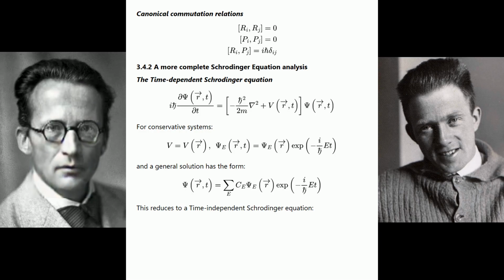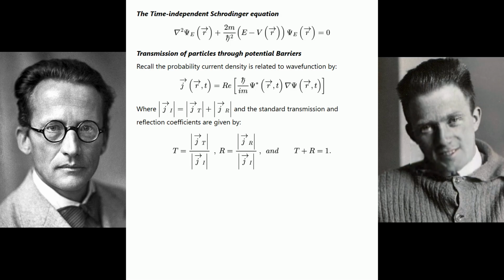3.4.2a More complete Schrödinger equation analysis. The time-dependent Schrödinger equation. See the equation. For conservative systems. See the equation. And a general solution has the form. See the equation. This reduces to a time-independent Schrödinger equation. The time-independent Schrödinger equation. See the equation.